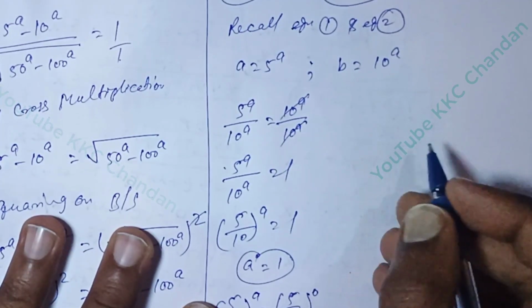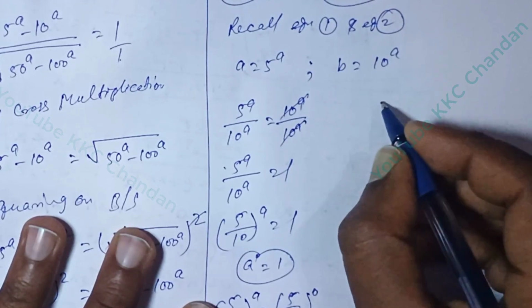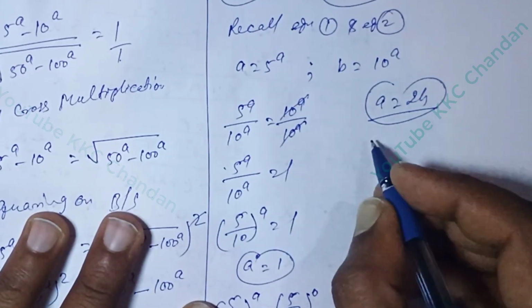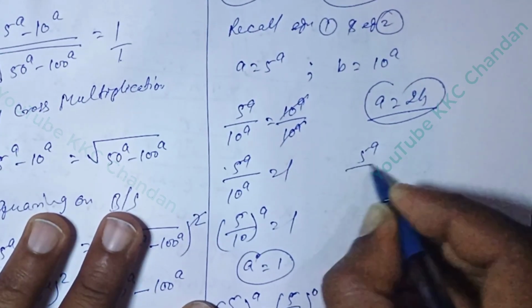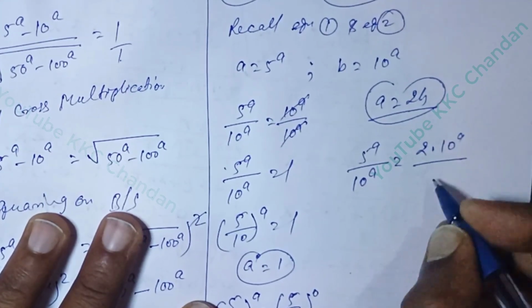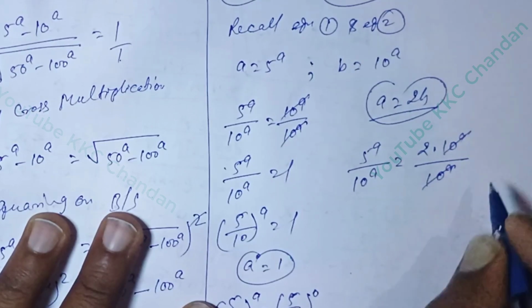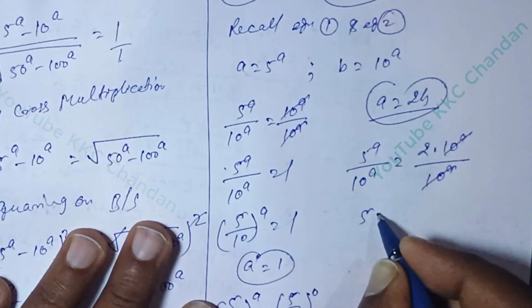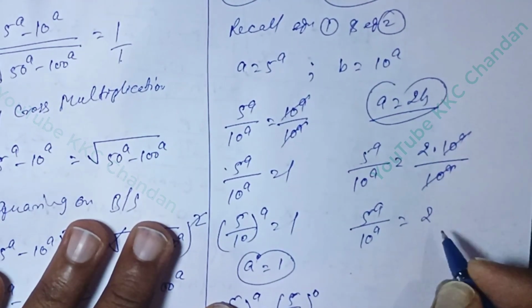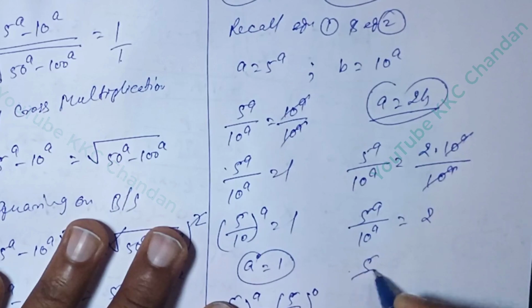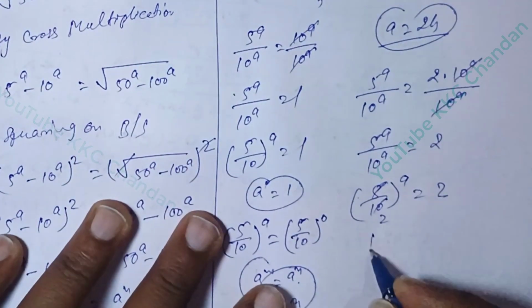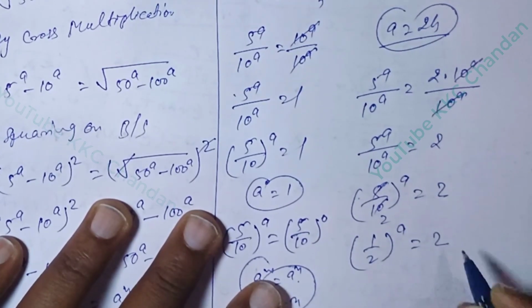So A is equal to 2B. So 5^a divided by 10^a is equal to 2 into 10^a divided by 10^a. The 10^a and 10^a cancel, left it 5^a divided by 10^a is equal to 2. Next step, (5 divided by 10) whole power a is equal to 2. Here cancel 2 times, (1 divided by 2) whole power a is equal to 2.